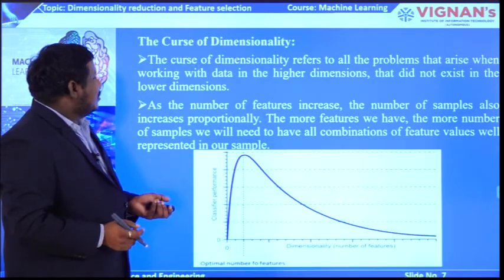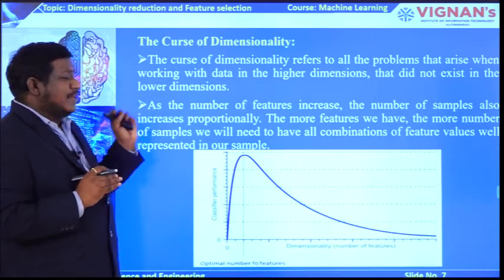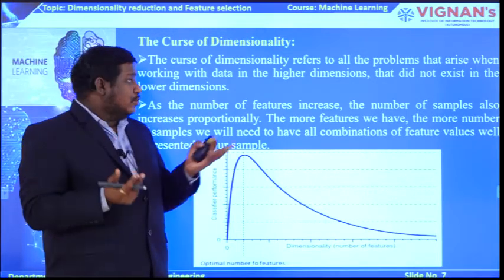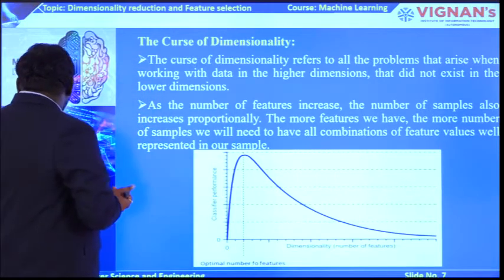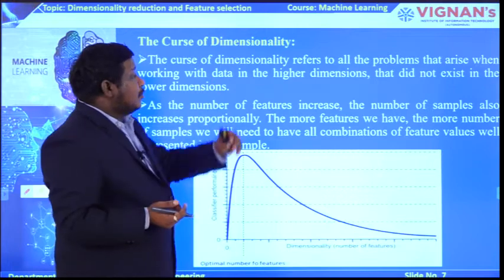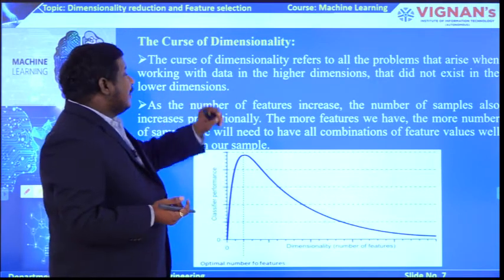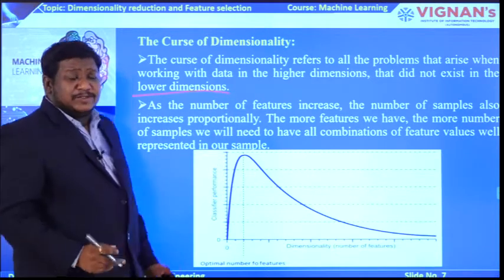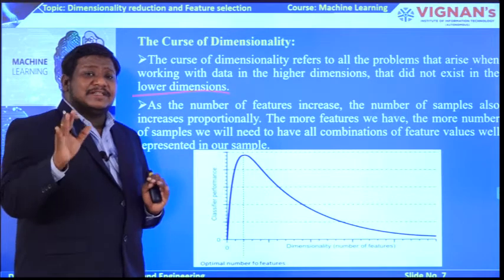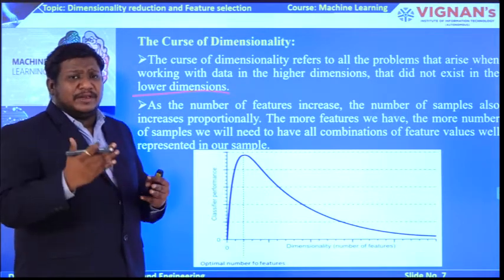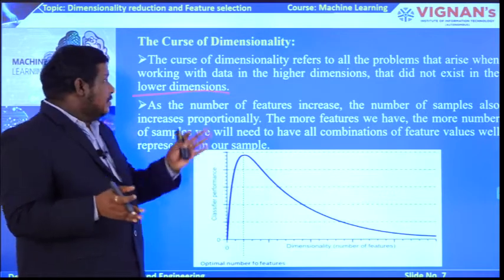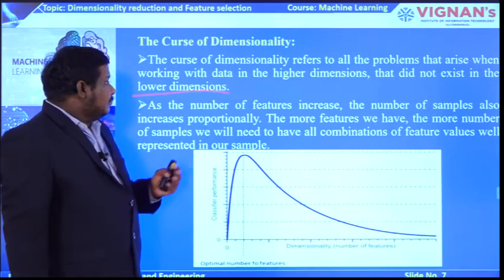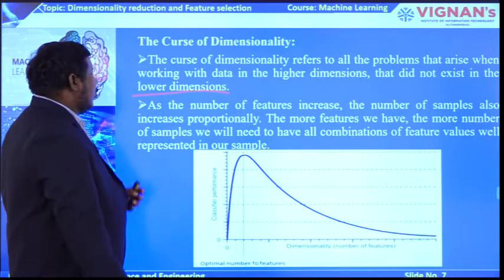So, the curse of dimensionality. Why is dimensionality a curse? Because when there are more dimensions in the data, it is obviously a curse. The curse of dimensionality refers to all the problems that arise when working with data in higher dimensions that did not exist in lower dimensions. Higher dimensions means a data set has more than 5 or more than 10 or more than 100 variables in the same data set. Similarly, lower dimensions means having 2 or 3 or 4 variables, which can be very easy to represent. That is the difference between higher and lower dimensions of data.